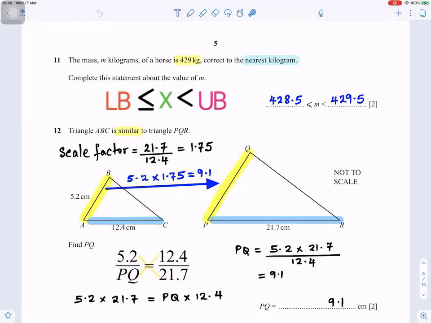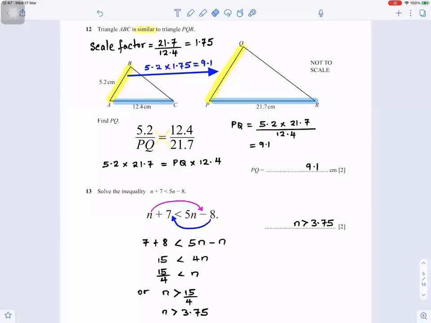There's another way to do it. You can put it in ratio form. 5.2 divided by PQ is the same as 12.4 divided by 21.7. And you can cross multiply. 5.2 times 21.7 is equal to PQ times 12.4. So to get PQ, you take times 12.4 to the left, it becomes divided by 12.4. Put that in your calculator, you will get 9.1 as well.